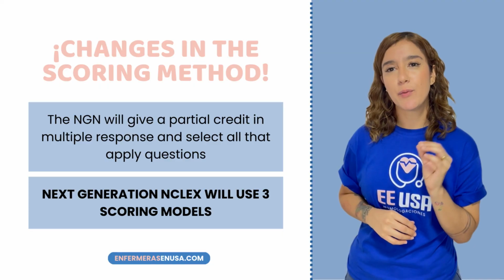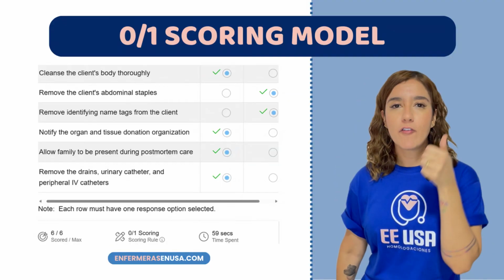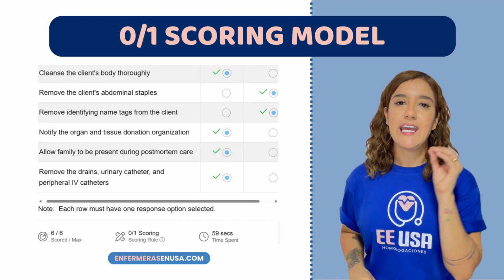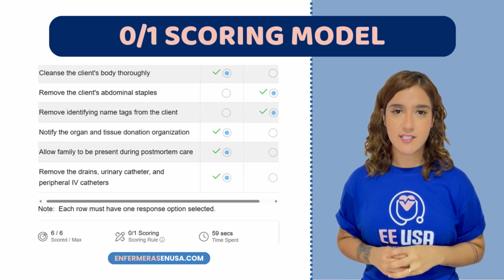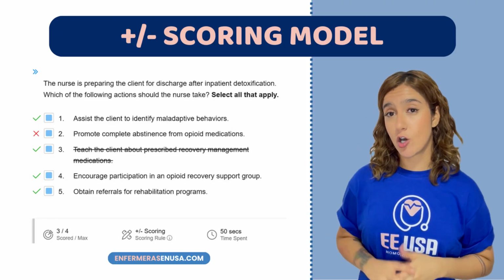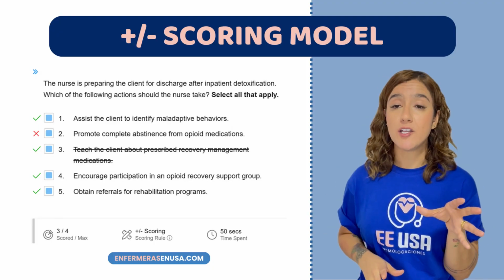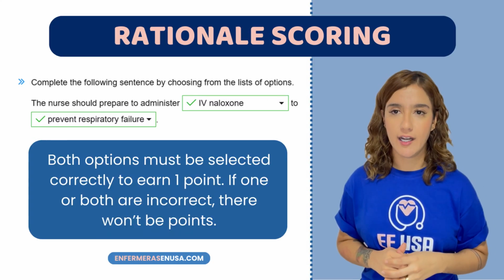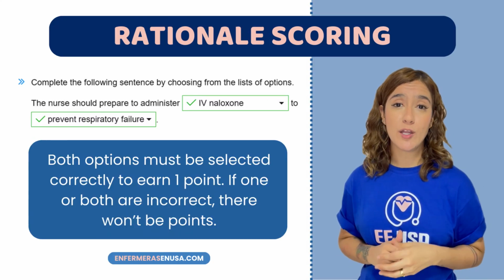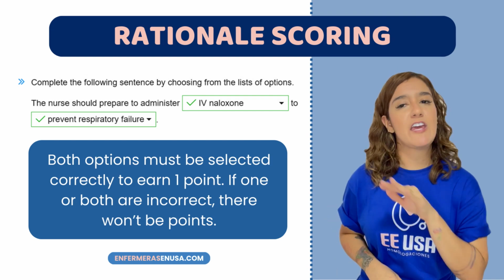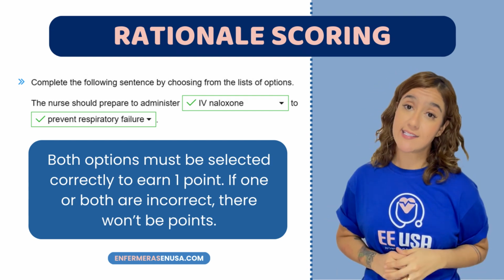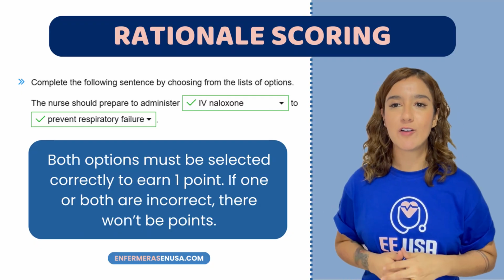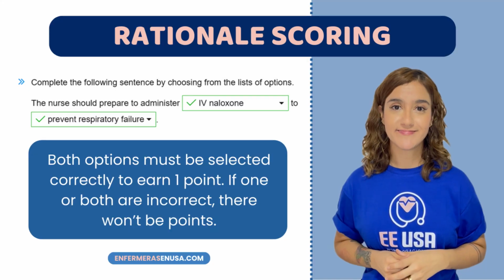The NCLEX applies 3 scoring methods. First, 0-1 scoring: each correct answer is credited, while an incorrect answer simply earns no points. Second, plus or minus scoring: correct answers add points, while incorrect answers subtract points. And third, rationale scoring: 2 paired answers must both be correct to earn 1 point. If either is wrong, no credit is given. This shift aims to create a fairer and more accurate reflection of a candidate's performance.